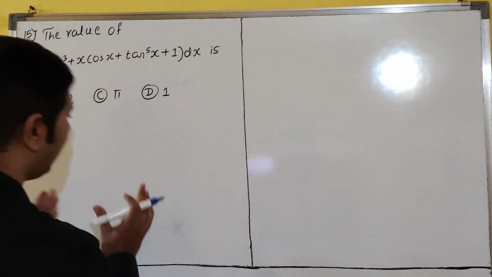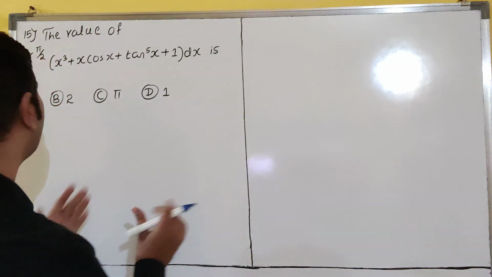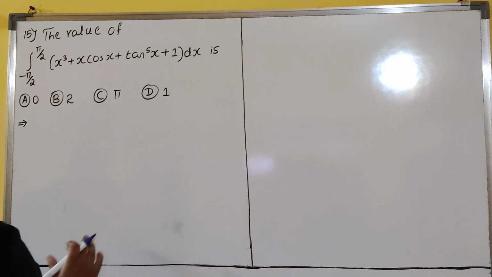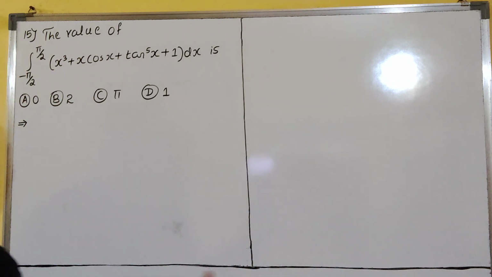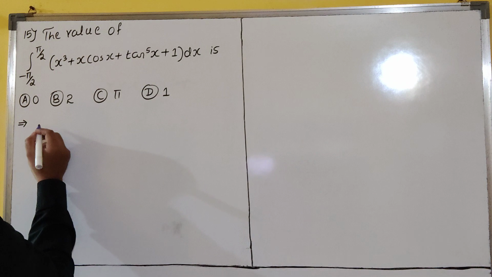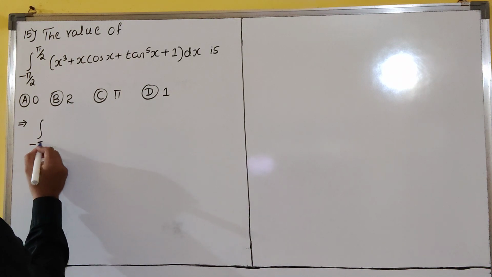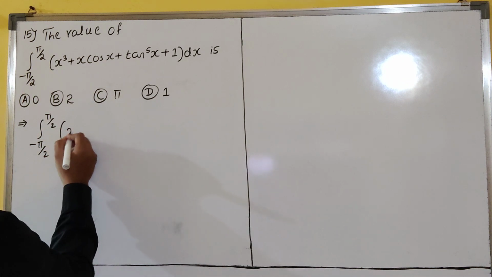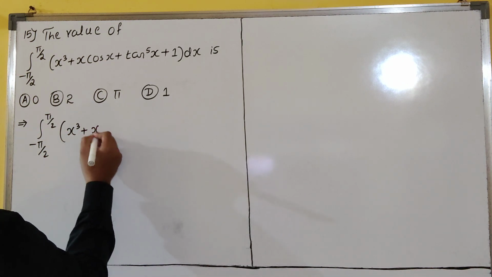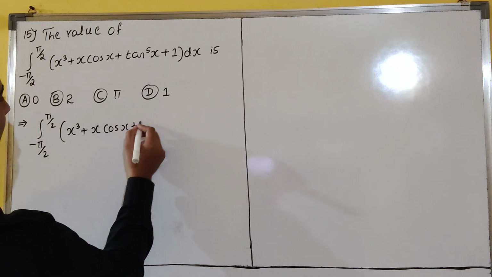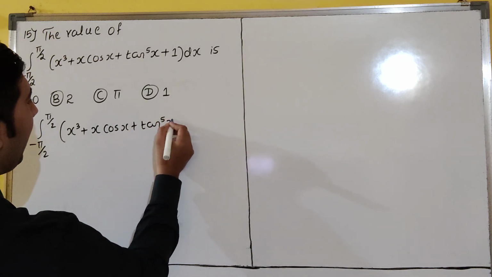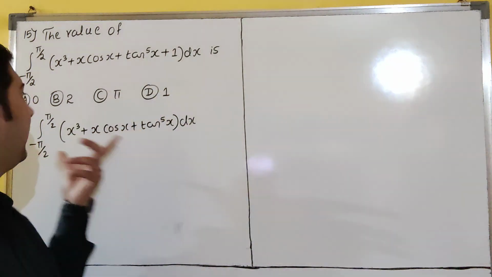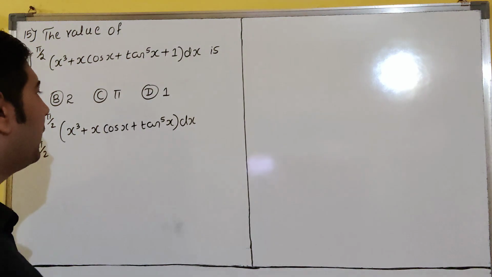Please try to understand which is there in your theory also, dear students. So now see how to solve. Yes, it is there in the objective. Please go through exercise 7.10 now. So now see here. Integration from minus pi by 2 to plus pi by 2. What is there? X cube is there. I will write plus x into cos x. I will write plus tan raised to 5x into dx. Will you agree? Dx is taken. Integration is applied for all this.